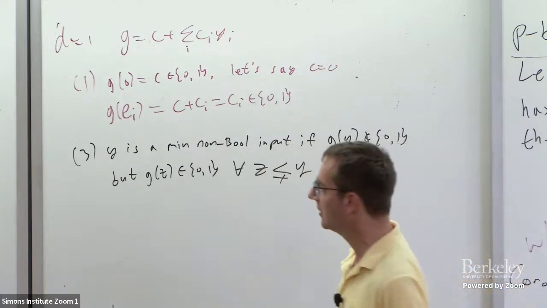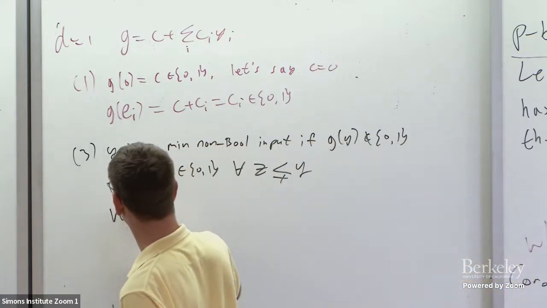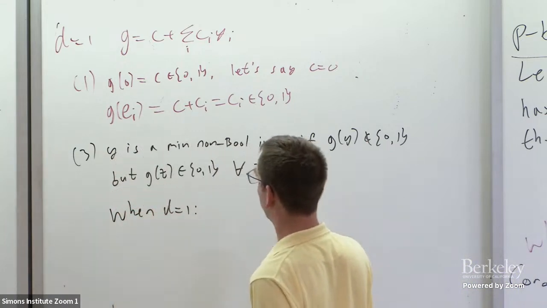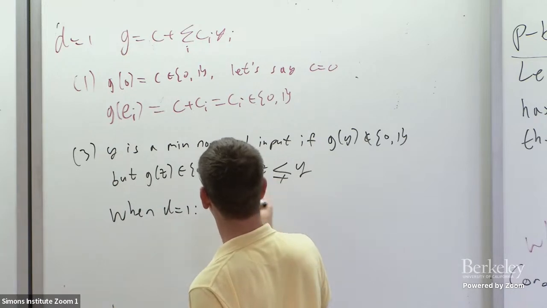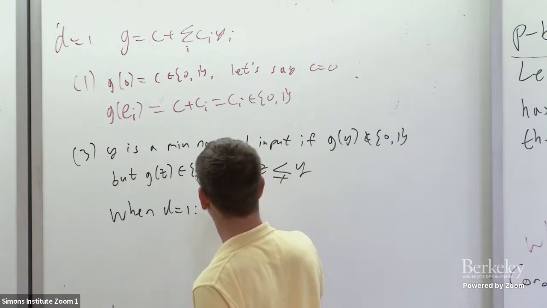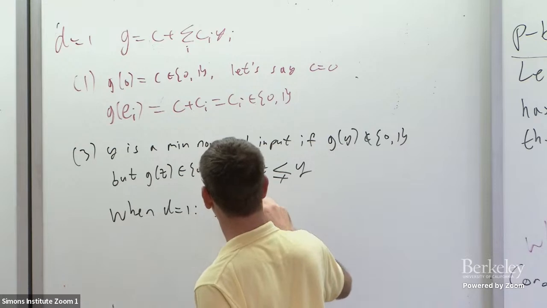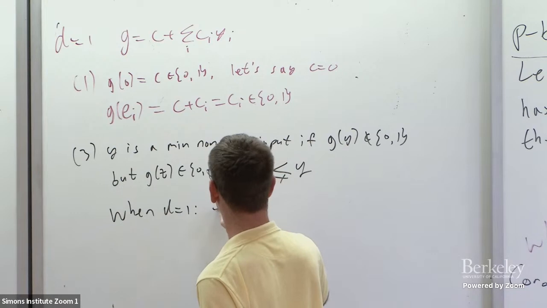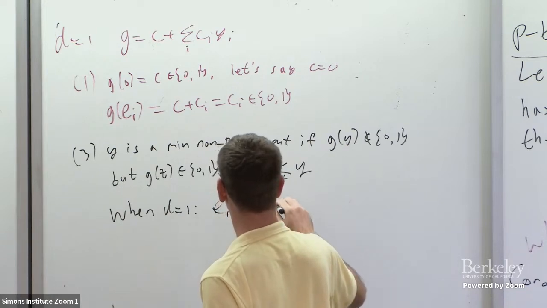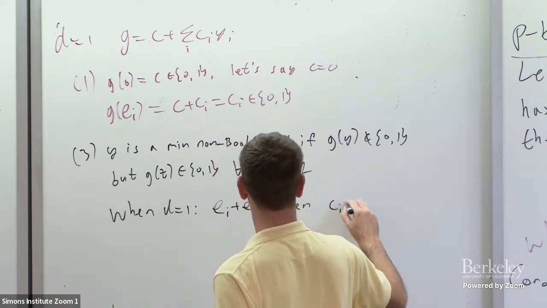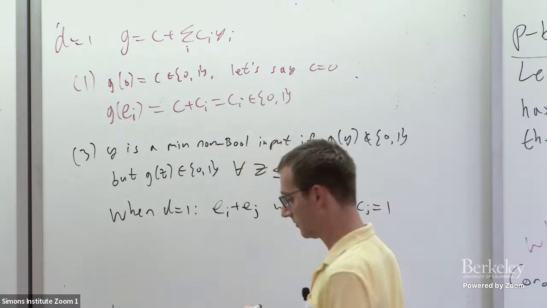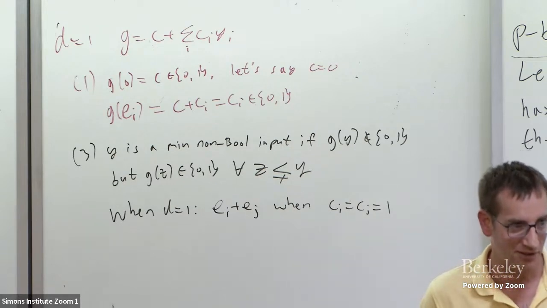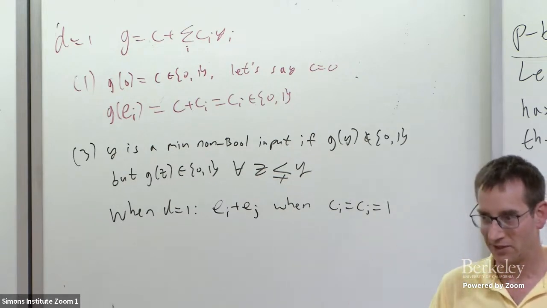Okay, I'll give an example. So when D is equal to 1, then we have essentially one type of non-Boolean input. So this would be G of EI plus EJ, when CI and CJ are equal to 1. So this is some sort of forbidden configuration. It's not really forbidden because we allow a bit of it.